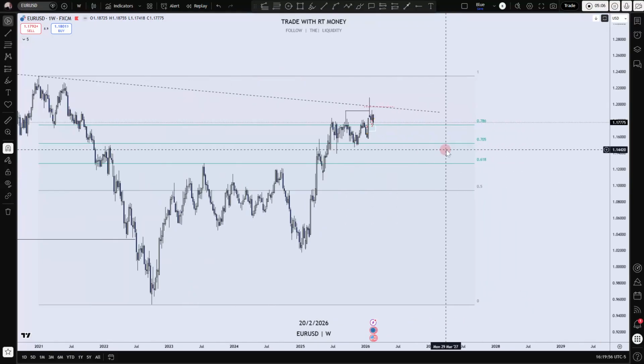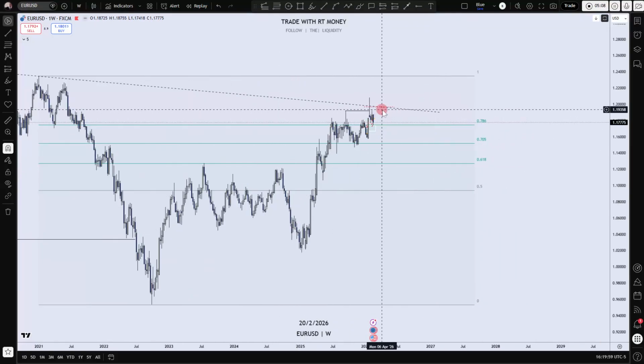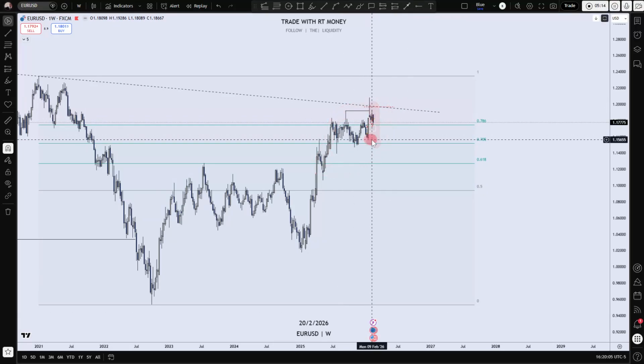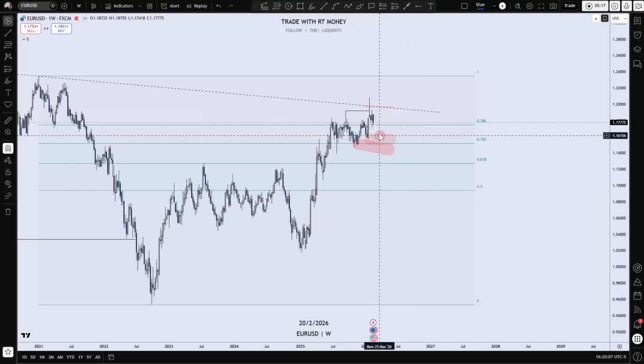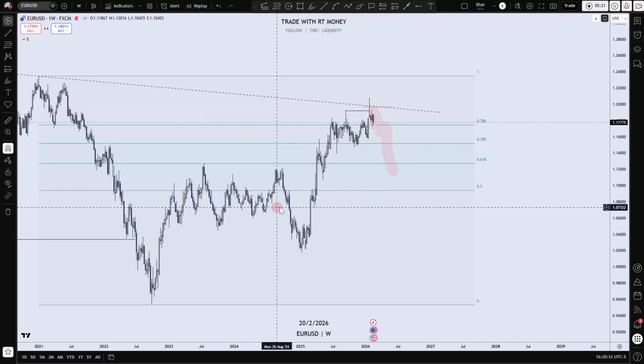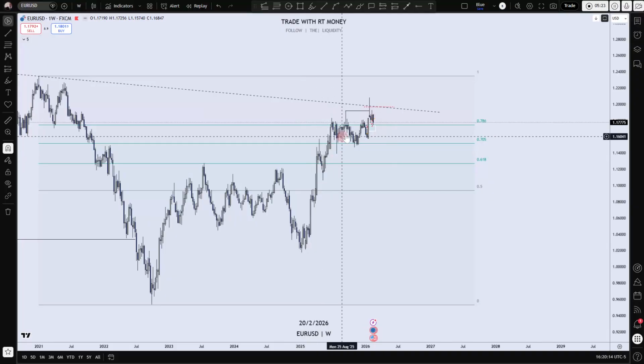Now, when would we know that this pullback is over? When we see a bearish move like that, when we see internal lows getting taken out, that would be our first clue that the market has changed character, a change of character, right?